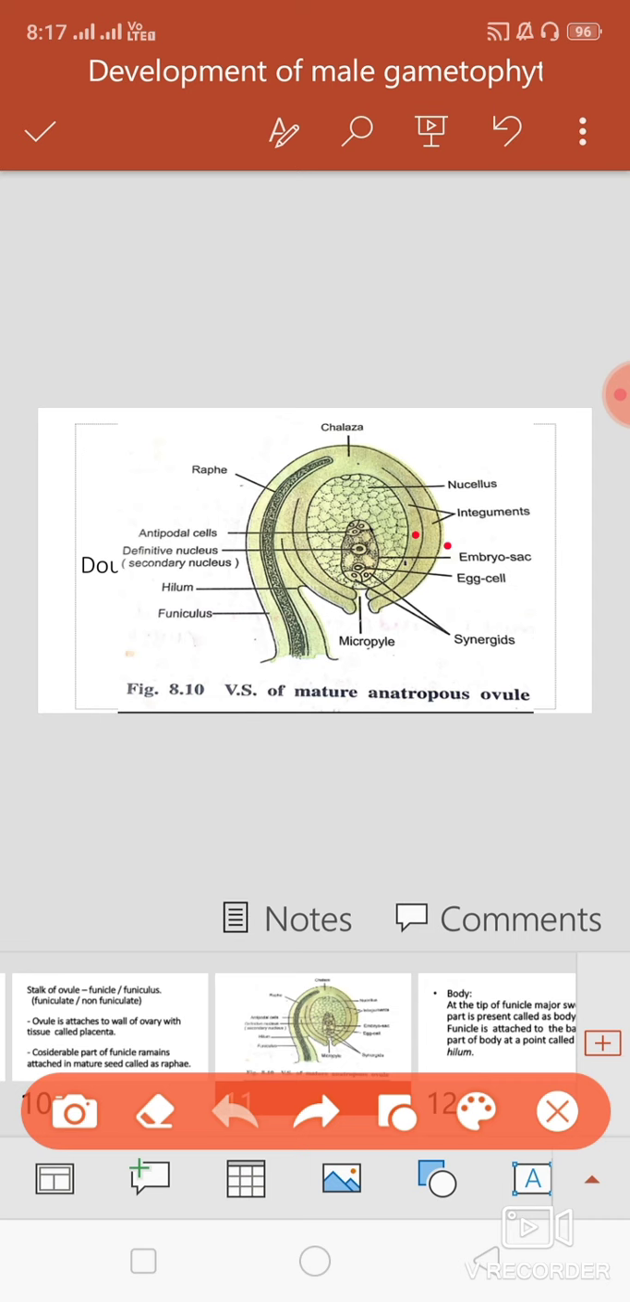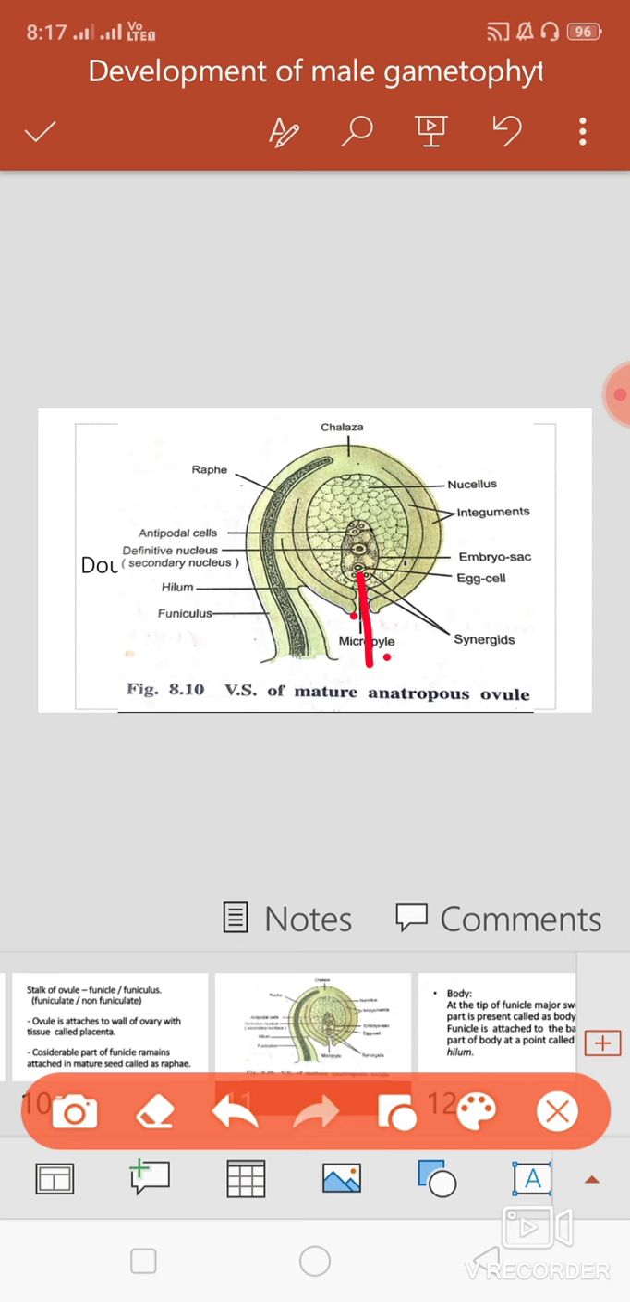The next, micropyle. The integuments leave a narrow opening at the terminal end of nucellus called micropyle, and the end is called the micropylar end. What is the function of this micropyle? This micropyle forms the passage for the entry of pollen tube into ovule during fertilization.